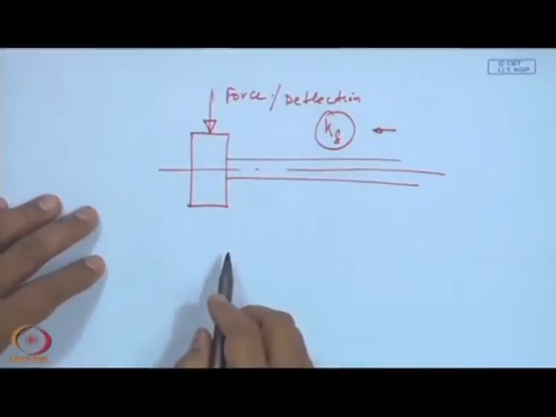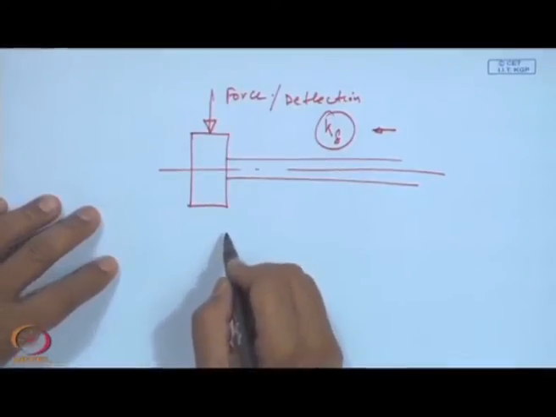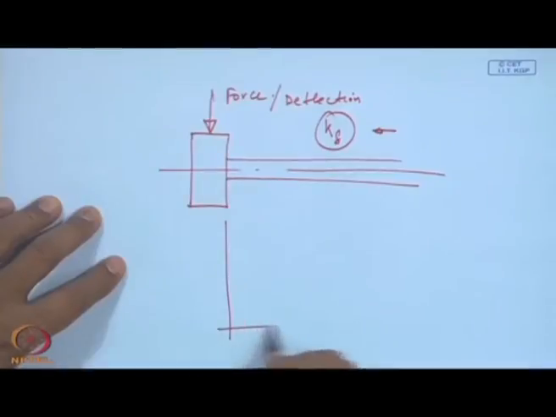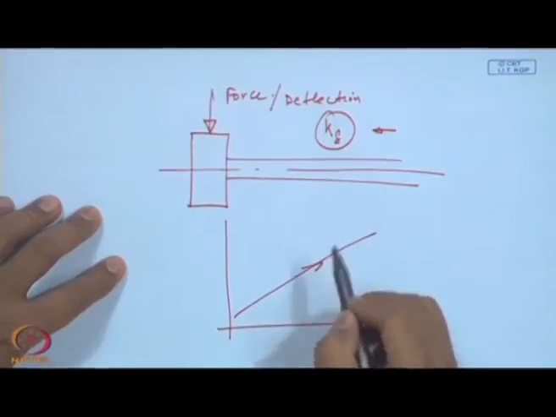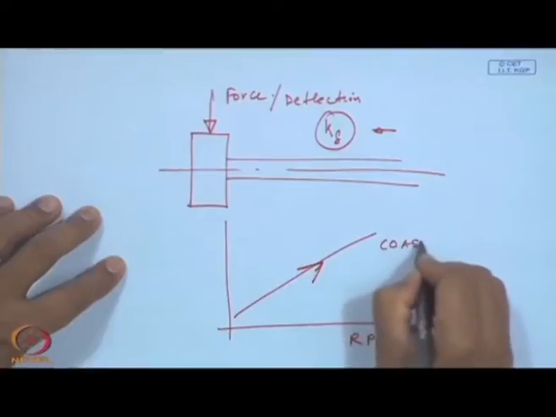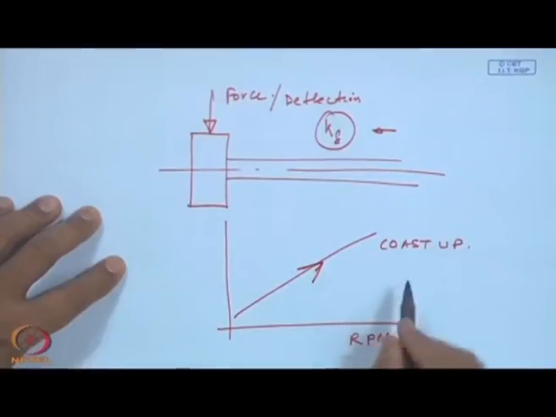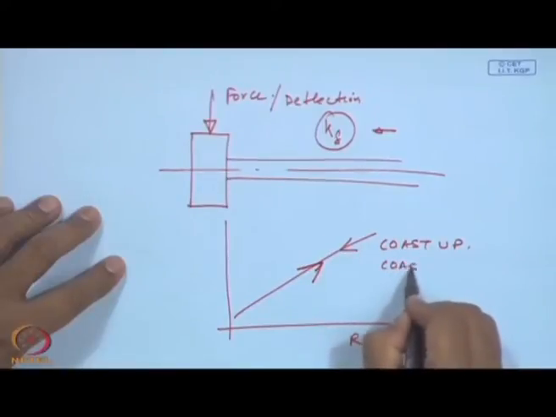Many times, to understand the cases of resonances, we can do a coast up test, wherein we increase the RPM at a particular rate, or come down from high speed, which is coast down.